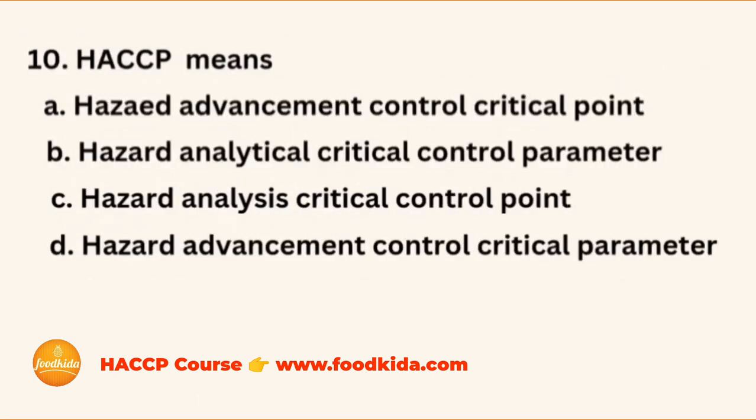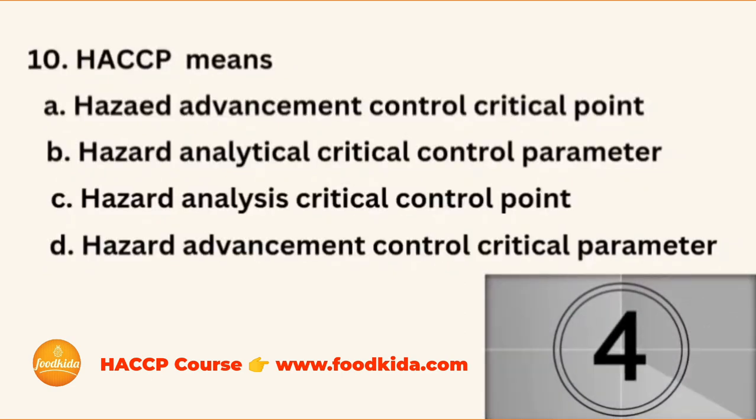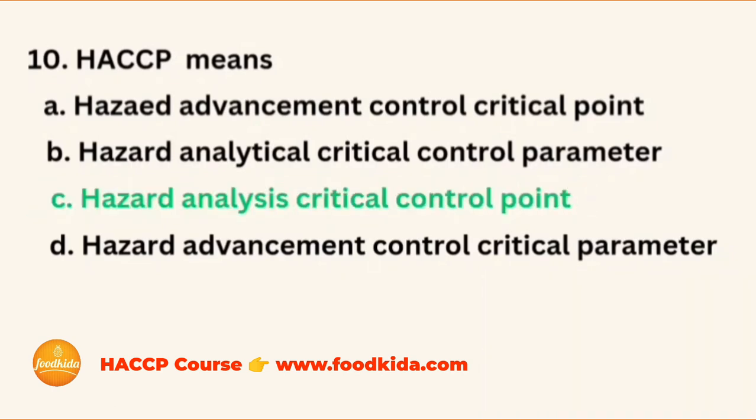HACCP means: Option A, Hazard Advancement Control Critical Point. Option B, Hazard Analytical Critical Control Parameter. Option C, Hazard Analysis Critical Control Point. Or option D, Hazard Advancement Control Critical Parameter. And the correct option is option C, Hazard Analysis Critical Control Point.